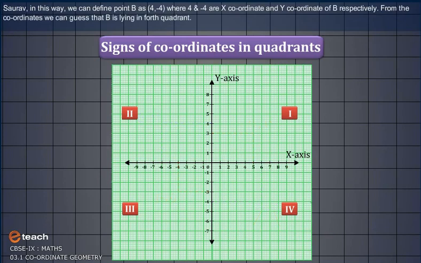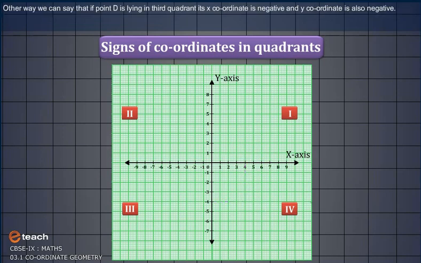Saurabh, in this way, we can define point B as (4, -4), where 4 and -4 are the x-coordinate and y-coordinate of B respectively. From the coordinates, we can guess that B is lying in the fourth quadrant. Other way, we can say that if point D is lying in the third quadrant, its x-coordinate is negative and y-coordinate is also negative.